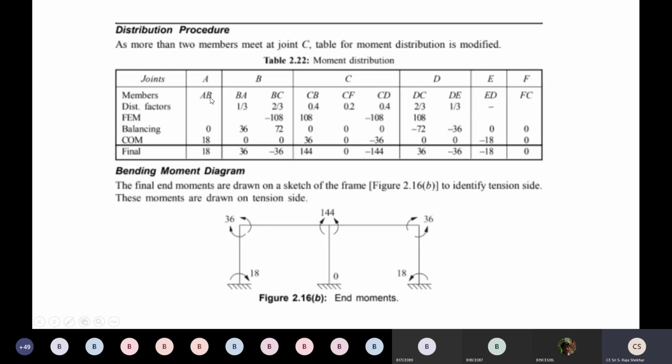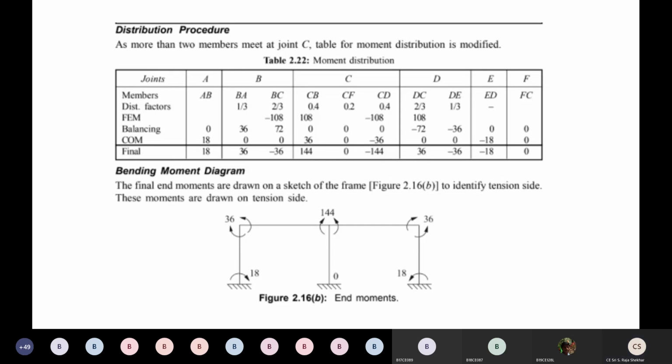Member AB at joint A. At joint B, BA and BC are meeting. At joint C, CB, CF and CD are meeting. At joint D, we have DC and DE meeting. At E, ED is meeting. At F, FC is meeting.